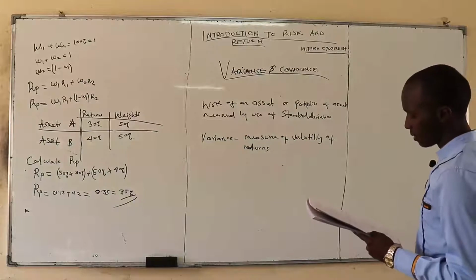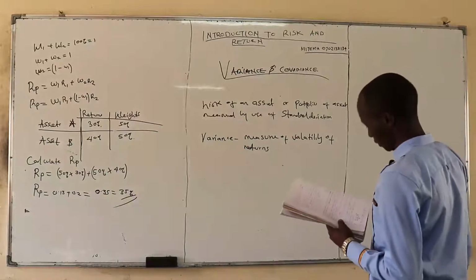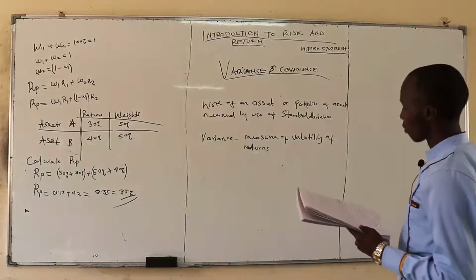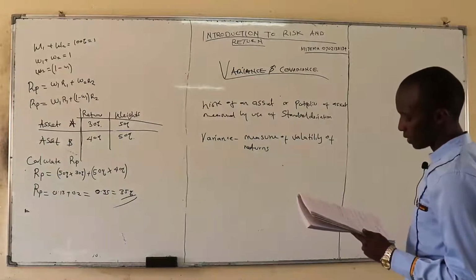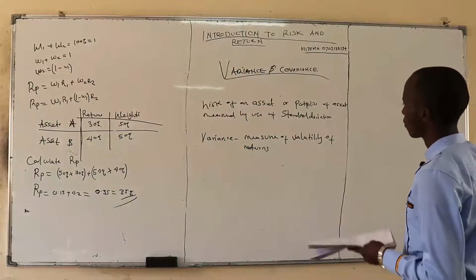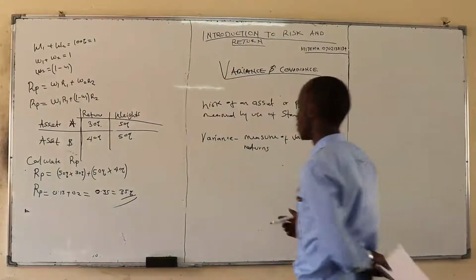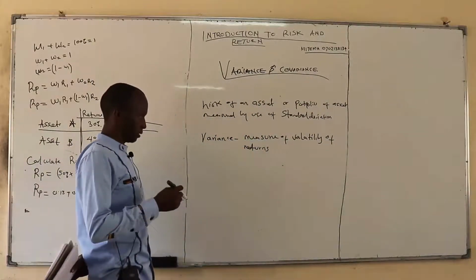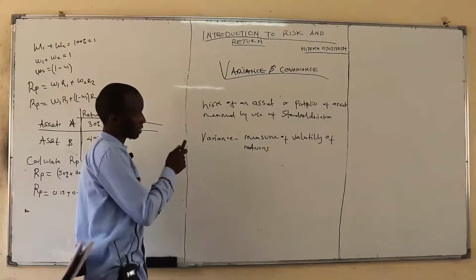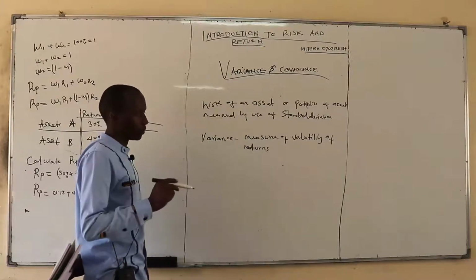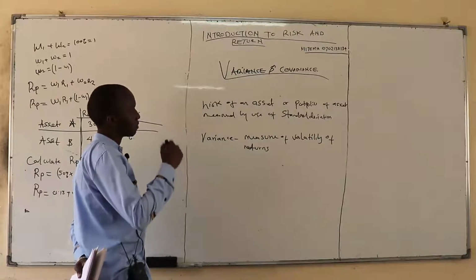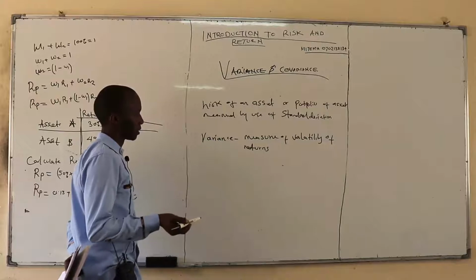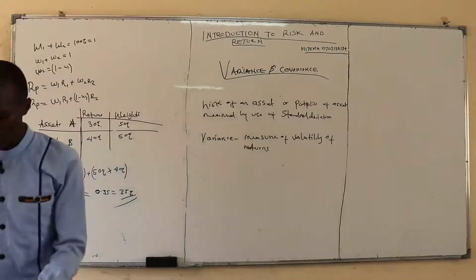So the higher the variance, the less predictable the returns are, and therefore it is a more risky investment, or the asset is more risky. The higher the variance, it shows that the asset or the investment cannot be predicted, and it's a risky investment.